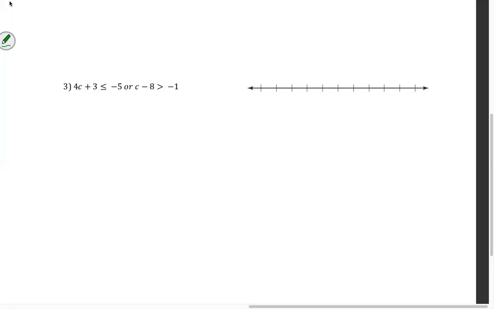So you do -3 on each side. Perfect. Then what? Then don't you divide both sides by 4? Perfect. So that's going to give me c is less than or equal to -2. So I'm going to put a closed circle right here, and I'm going to be shading to the left. Now, Kevin, what would you do for the one on the right?